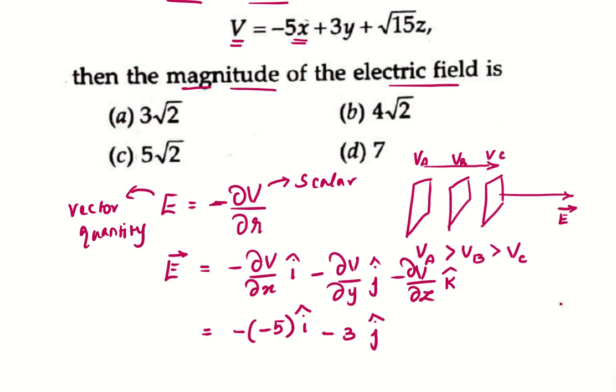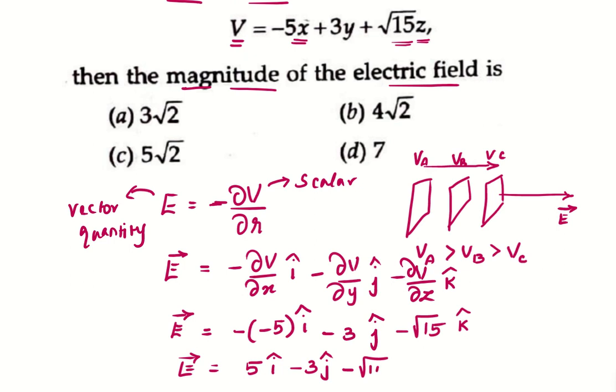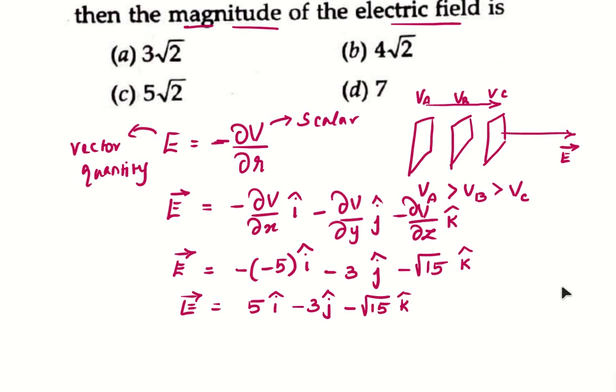Then do the same for differentiating electric potential with respect to z. The third term only has z in it. So if you differentiate that, you will have minus square root of 15 K cap. That's it. We have got the electric field vector now. So let's rewrite this with proper signs: 5 I cap minus 3 J cap minus square root of 15 K cap. So this is the electric field vector.